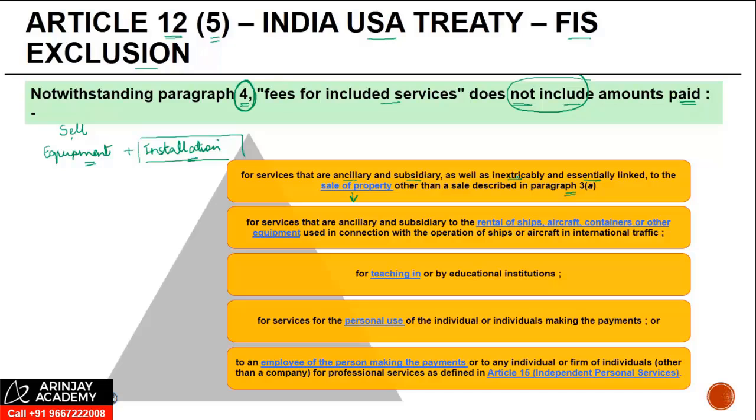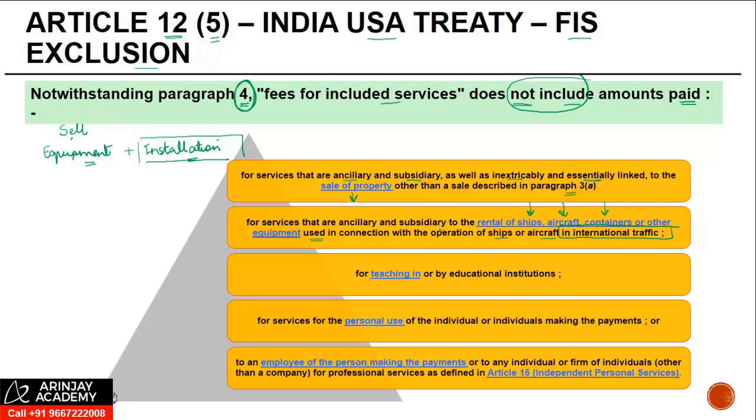So you should first see what are the sales which are referred to in paragraph 3A, and if a sale is other than the sale referred to in paragraph 3A, and the services which are rendered are ancillary and subsidiary, as well as inextricably and essentially linked to such sale, it will be excluded. Second, for services that are ancillary and subsidiary to the rental of the ships, aircraft, containers, or other equipment used in connection with the operation of ships or aircraft in international traffic.